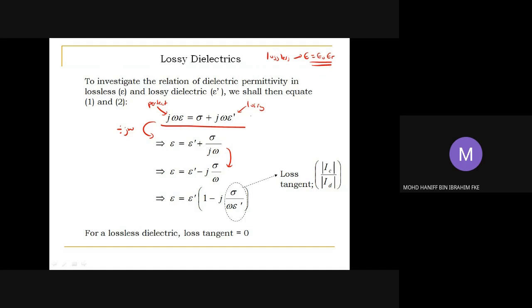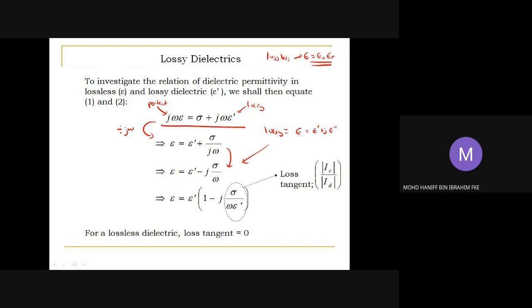But when we consider the case of a lossy medium, evidently it shows from this equation that we are going to have a complex number for the dielectrics. You can write here that the epsilon for the case of a lossy medium will be equal to epsilon prime plus j epsilon double prime.